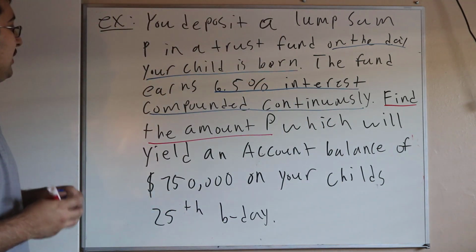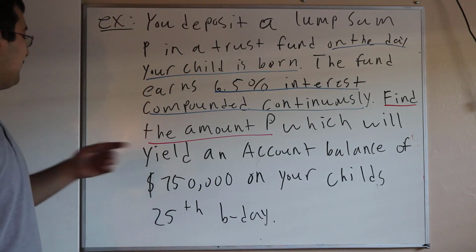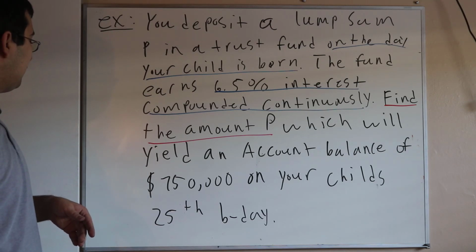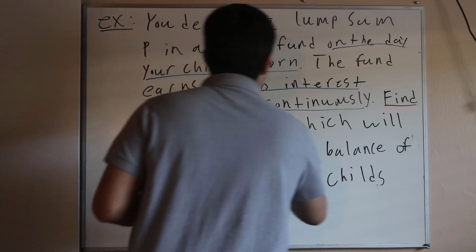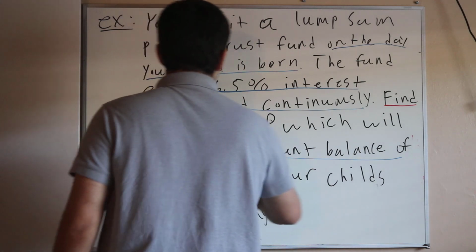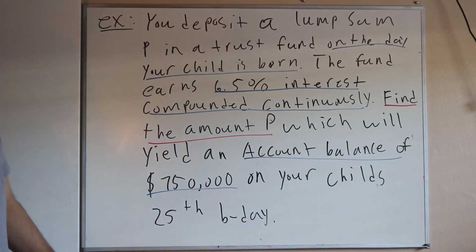Find the amount P, which will yield an account balance of $100,000 on your child's 25th birthday.